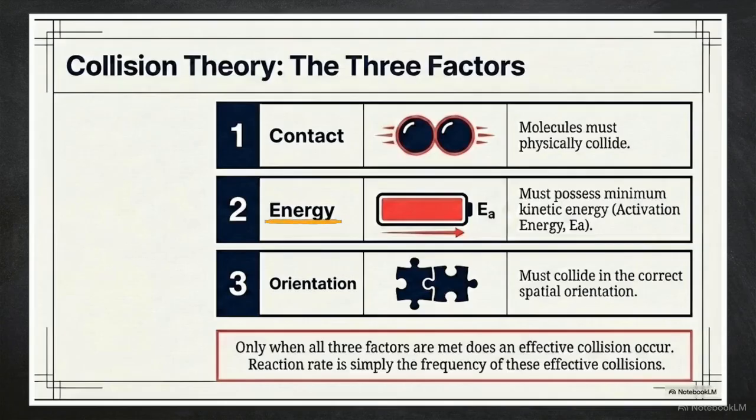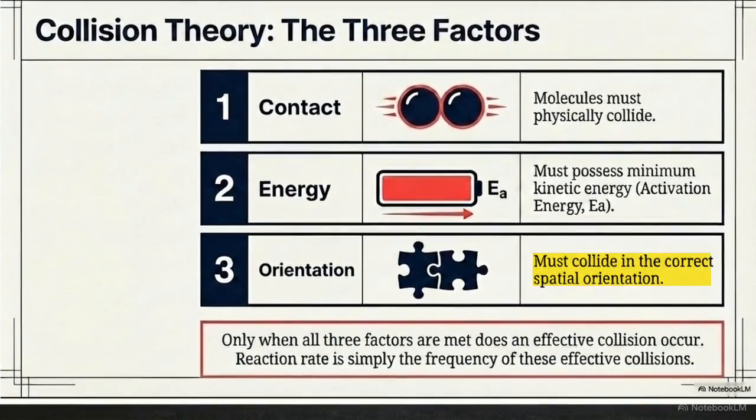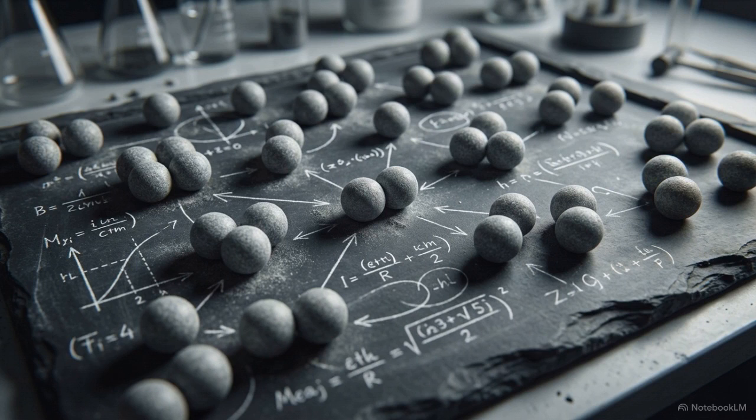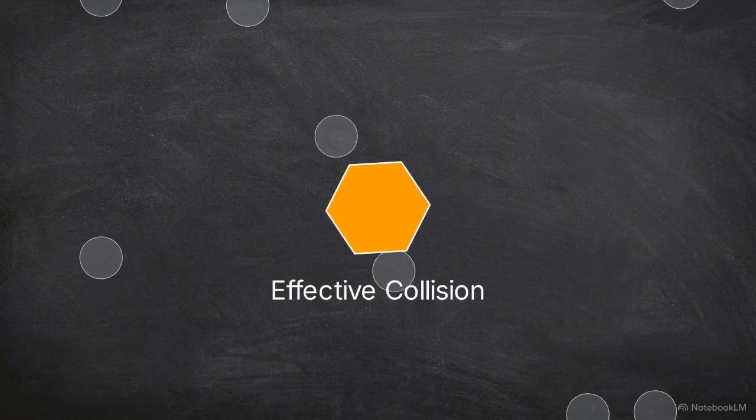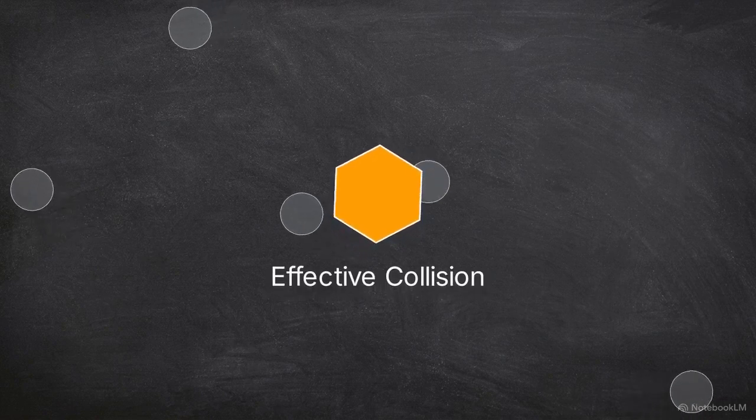Even a high-energy impact will fail unless the molecules collide in the correct spatial orientation. Because these conditions are so specific, the vast majority of collisions are unproductive. The overall reaction rate is determined exclusively by the frequency of effective collisions, where all three criteria are met.